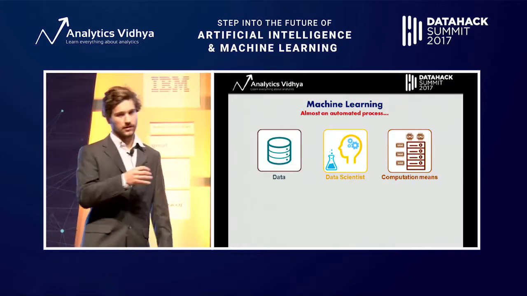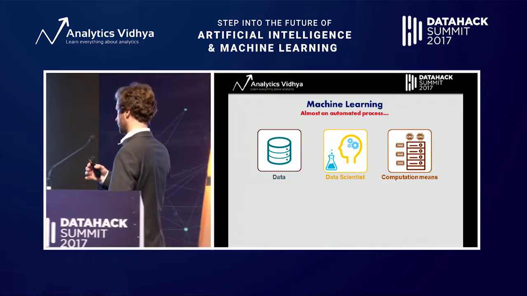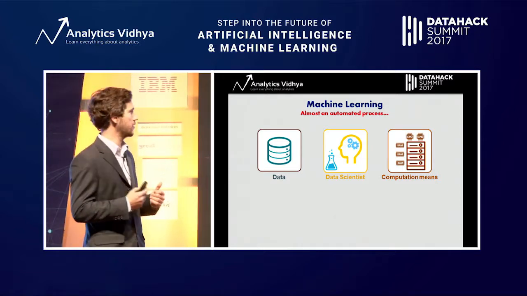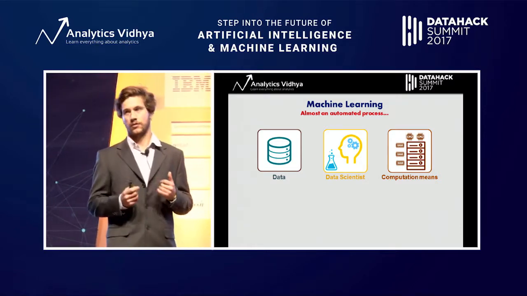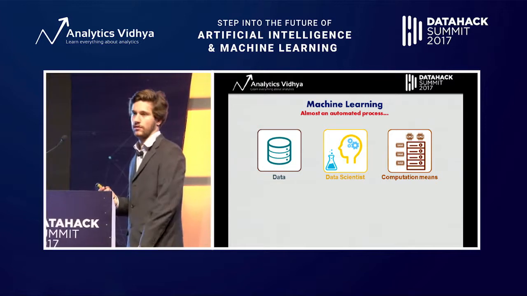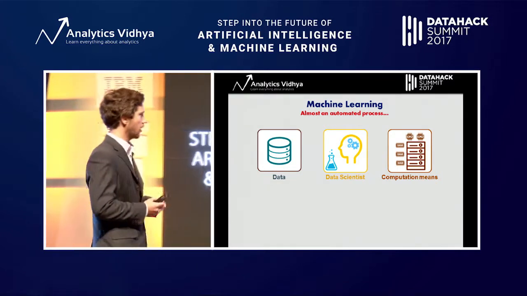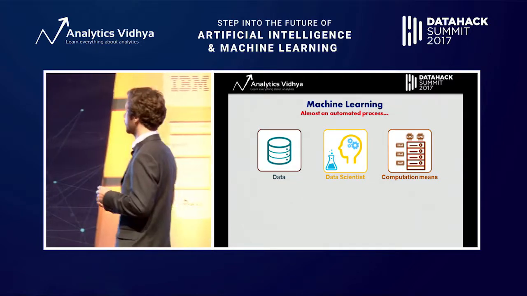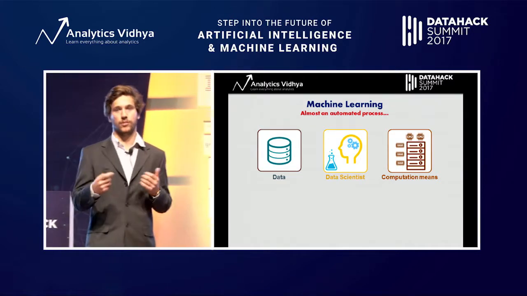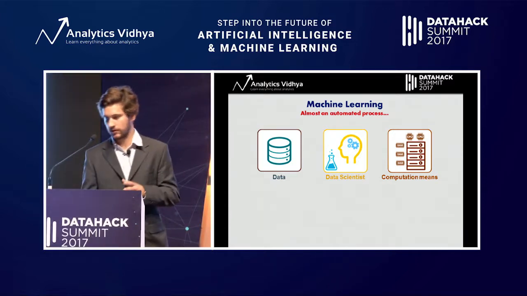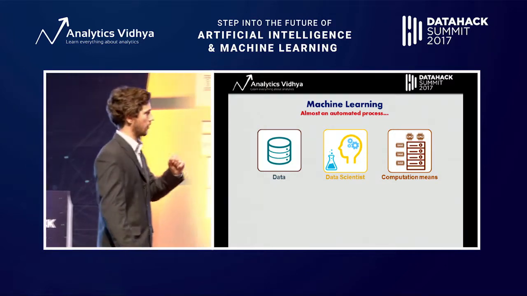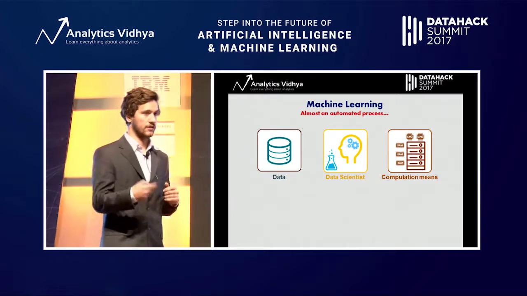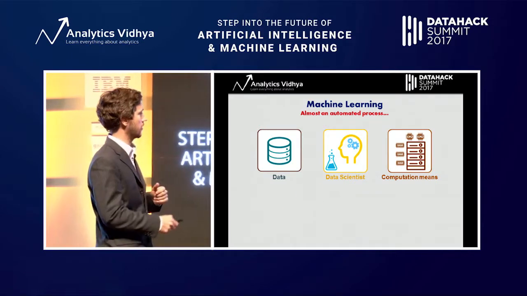So here is the data scientist. He's playing with the data, like relational databases, CSV files, data that are tracked from your smartphone or different sources. And also he's playing with the computation means, let's say laptops, CPUs, GPUs, and RAM. Those are the two entities the data scientist is playing with, and let's see how he interacts with them.